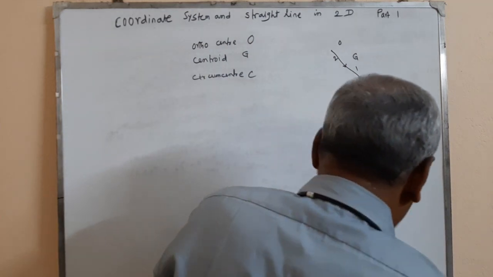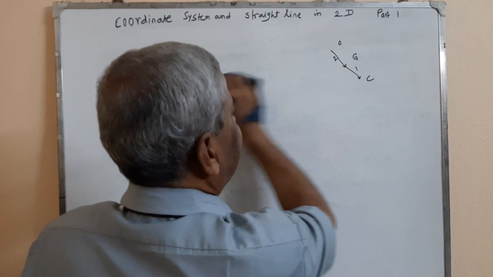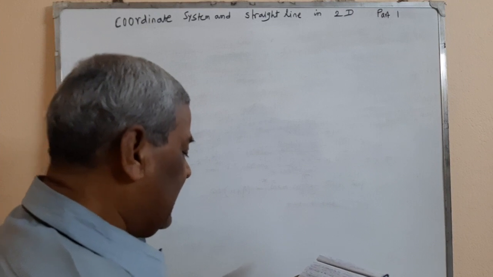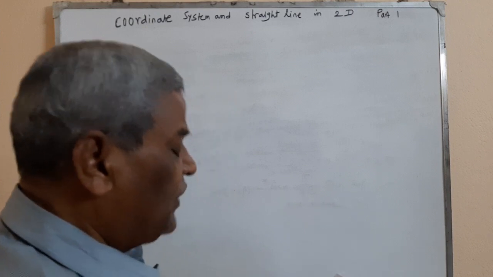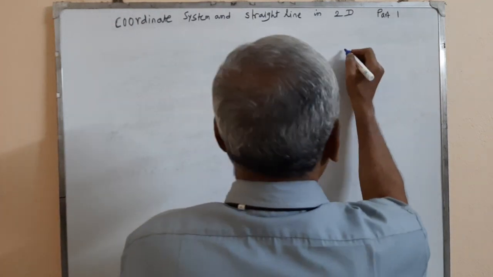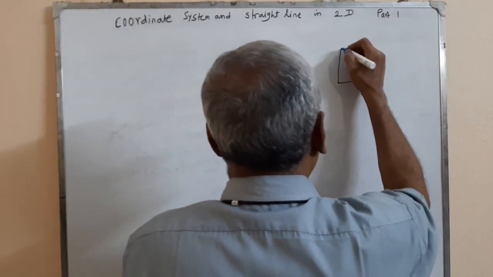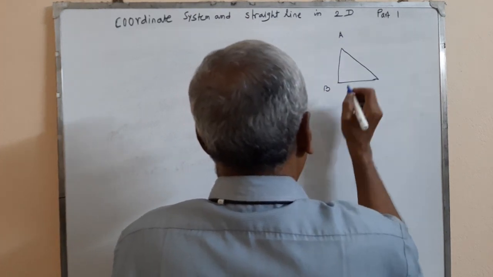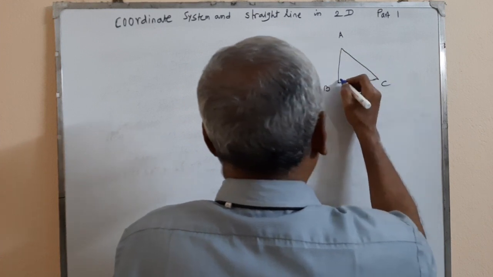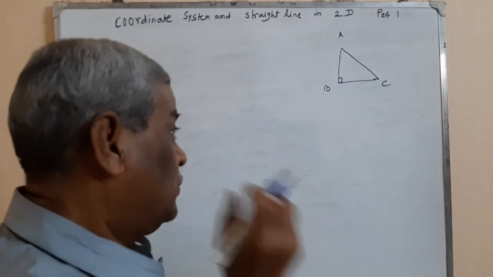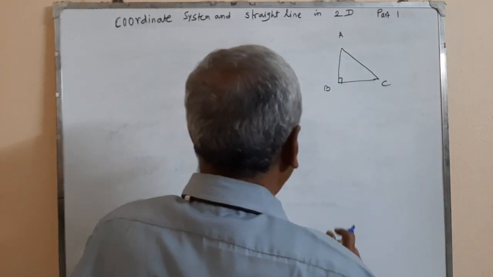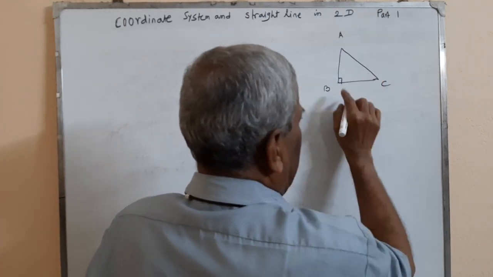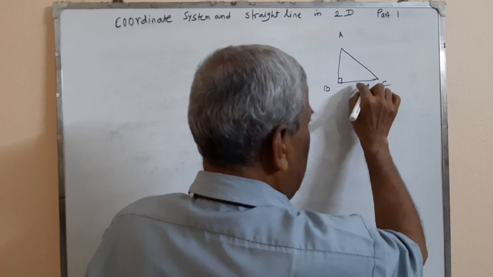Next information is that for a right angle triangle, the vertex containing the right angle is the orthocenter of the triangle. Suppose this is a right angle triangle ABC, and the vertex B is 90 degrees. So for triangle ABC, B is the orthocenter, because from the vertex A the perpendicular on the opposite side BC is this.